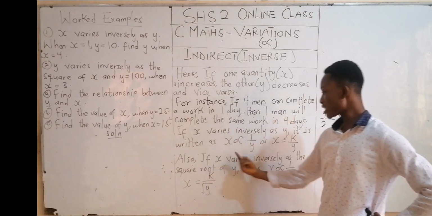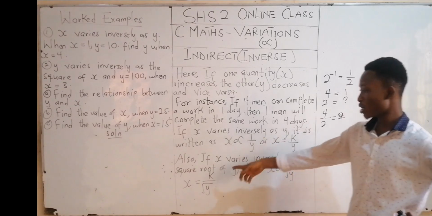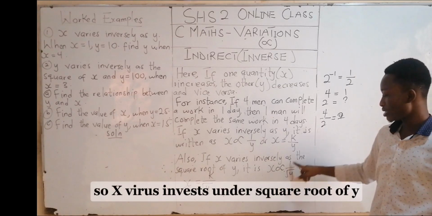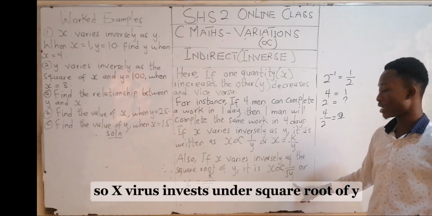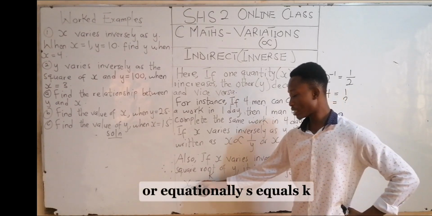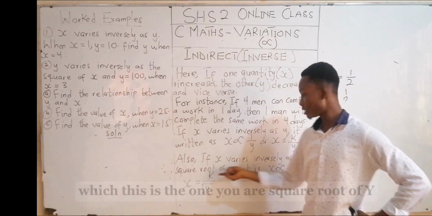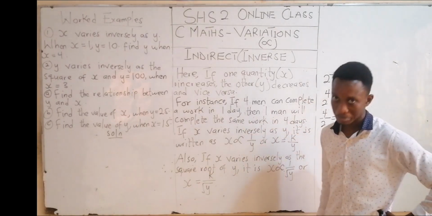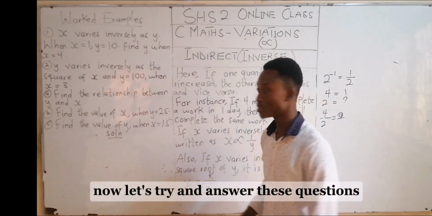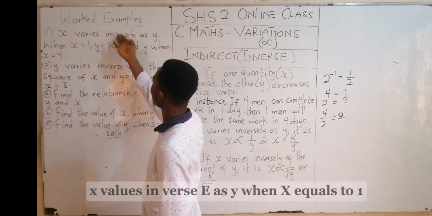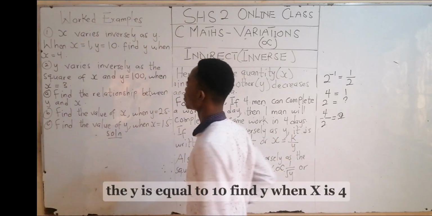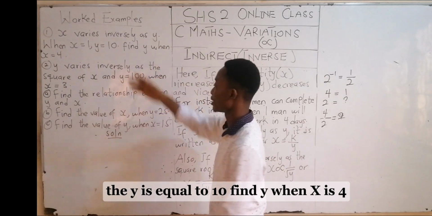Also, if x varies inversely as the square root of y, or equationally x is equal to k, which replaces the 1, over the square root of y. Very easy. Now let's try and answer these questions. x varies inversely as y. When x is equal to 1, y is equal to 10. Find y when x is 4.